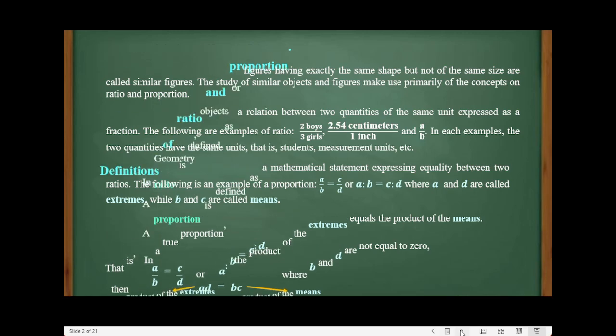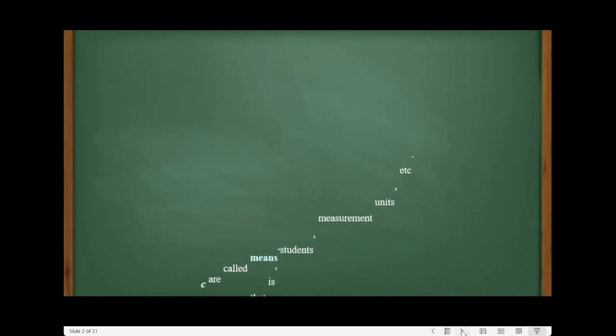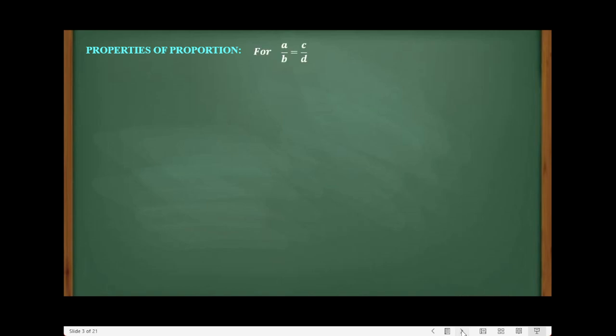Now, what about the properties of proportion? For A is to B as C is to D, we let A equal 2, B equal 3, C equal 4, and D equal 6. We assume values for these four terms in order to validate the following properties.